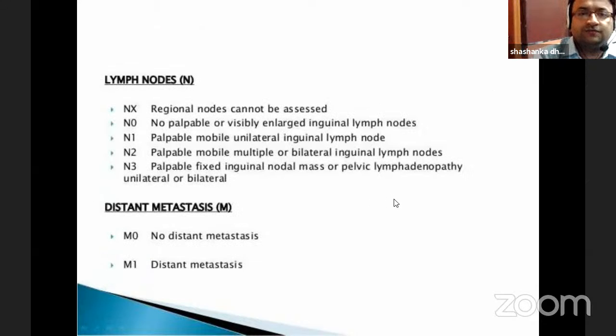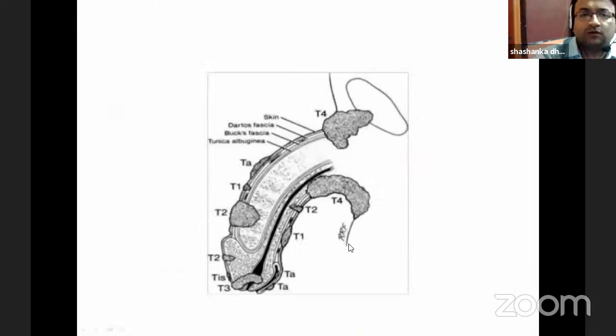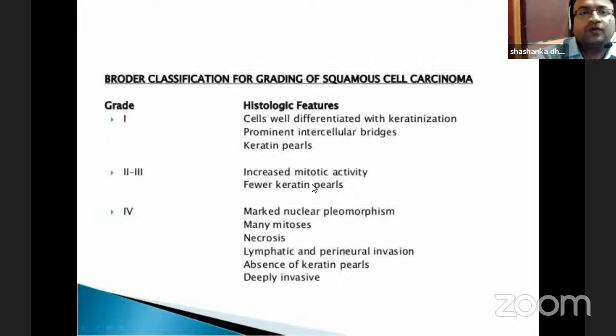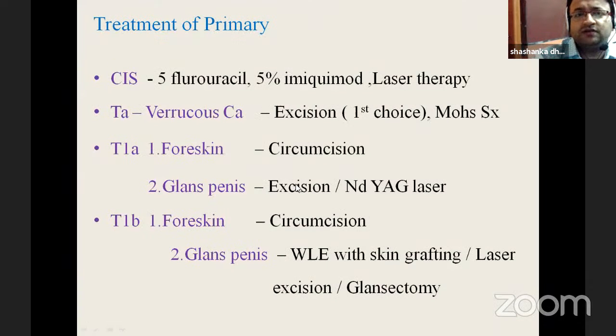Okay, lymph nodes. N1, palpable, mobile, unilateral. N2, palpable, mobile, multiple or bilateral. N3, palpable, fixed, or a pelvic lymphadenopathy on imaging. Distant mets, M1. Okay. Broder's classification, this is for the histologic grading of the squamous cell carcinoma. You should remember the name. They won't ask you the details of the grades.